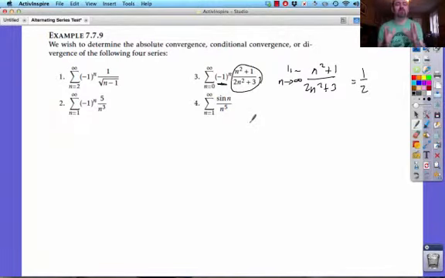The original series itself isn't even convergent. This is not convergent by the alternating series test. So we cannot prove that it's convergent, so it's not going to be absolutely convergent either.